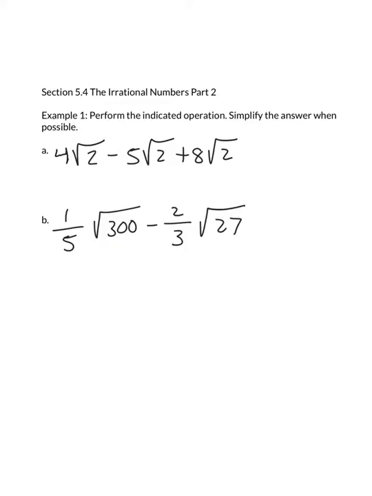Section 5.4 is more about the irrational numbers. This is part 2 of a two-part video series with this section. Example 1 says to perform the indicated operation and to simplify the answer when possible.